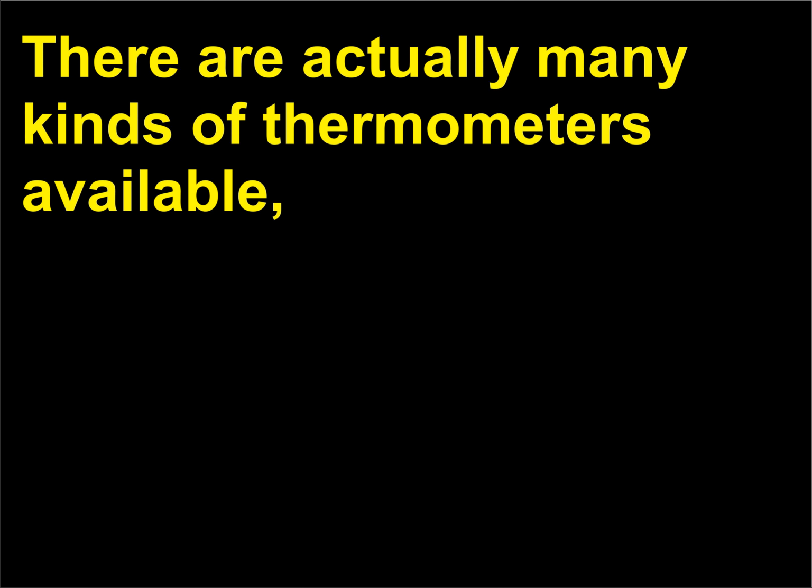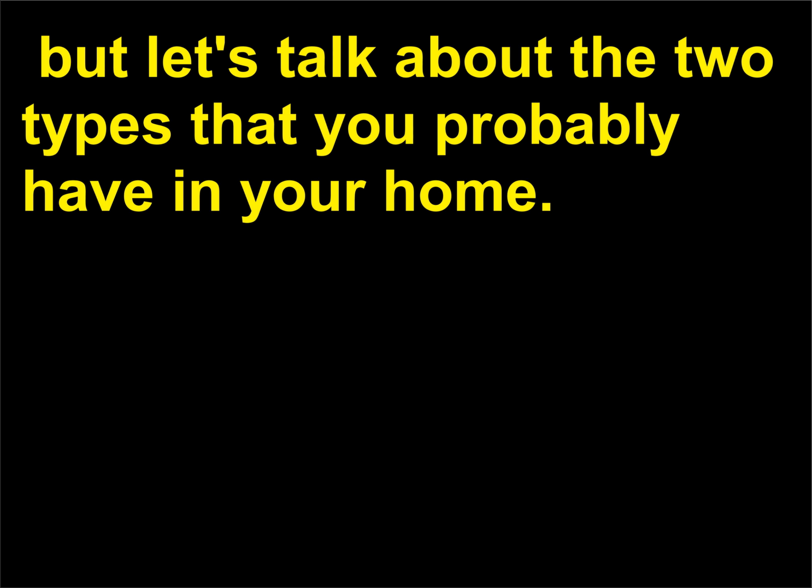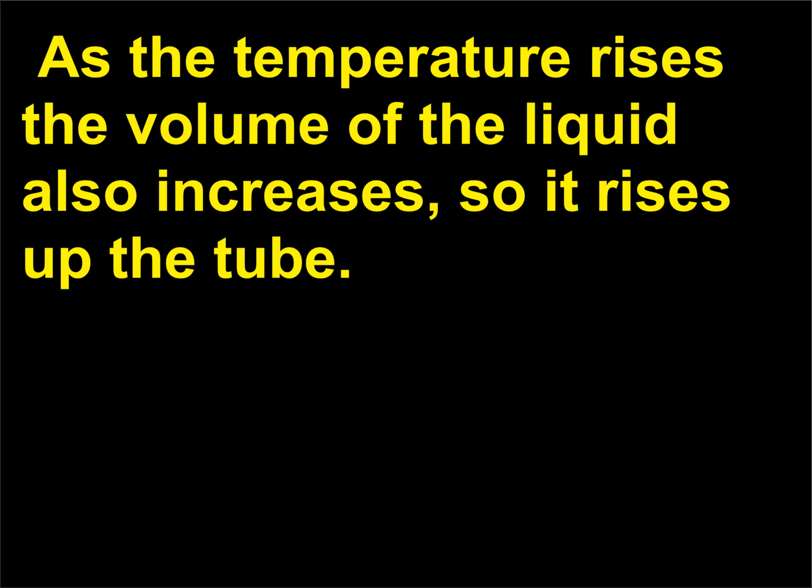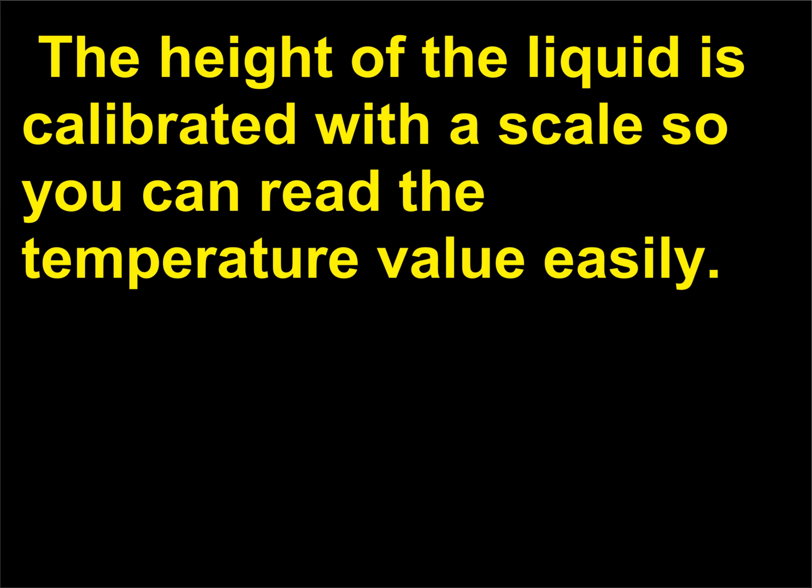There are actually many kinds of thermometers available. But let's talk about the two types that you probably have in your home. The first type is a glass tube filled with either alcohol or mercury. As the temperature rises, the volume of the liquid also increases, so it rises up the tube. The height of the liquid is calibrated with a scale so you can read the temperature value easily.